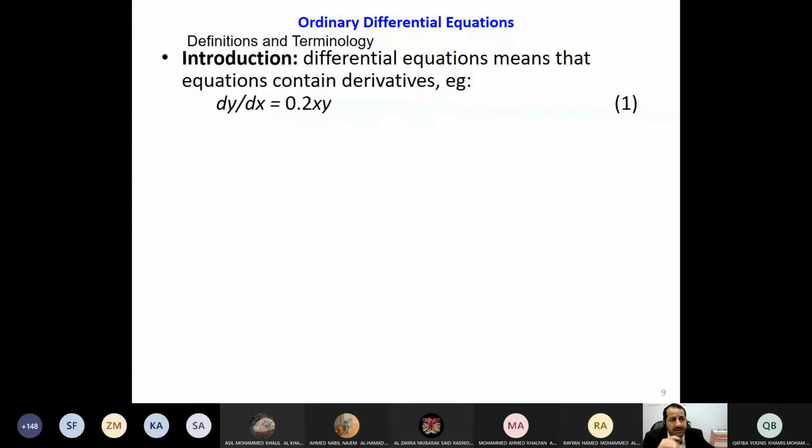Okay, after this revision, let me start with differential equation. Now we differentiate y. Usually I use y as a subject. As an example, you can see here, this is y, dy over dx, differentiated is found to be this value. This is called a differential equation. Why? Because the subject y here has been differentiated.